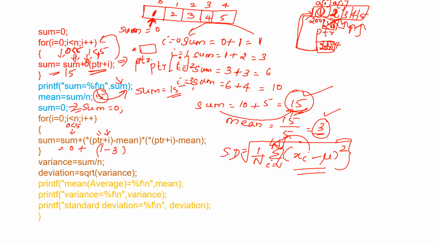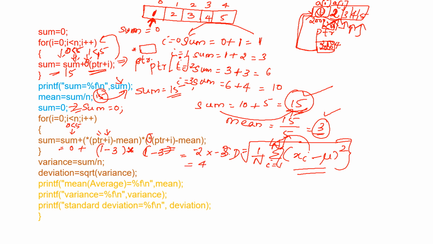1 minus 3 into, again this is a pointer, so what will be the value? First element, right? Pointer i is equal to 0. So 1 minus 3. I have written x minus mu the whole square as x minus mu into x minus mu. That is the value. Now you are able to understand, right? So what will be the value? 1 minus 3 into 1 minus 3. You will be getting minus 2 into minus 2, which gives the value 4.